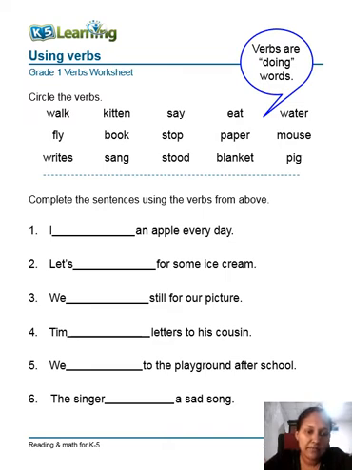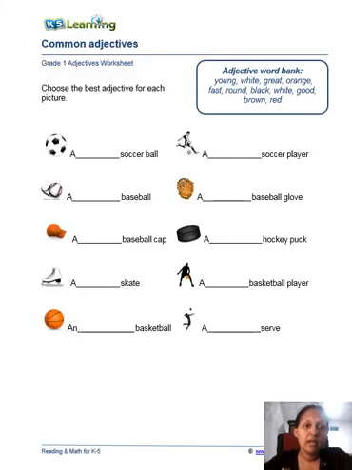Number 6, the singer blank a sad song. What do singers do? They sing songs. So here's the past tense, sang. The singer sang a sad song. So that is about this worksheet. So now you can do this, and let's move on to the next one.